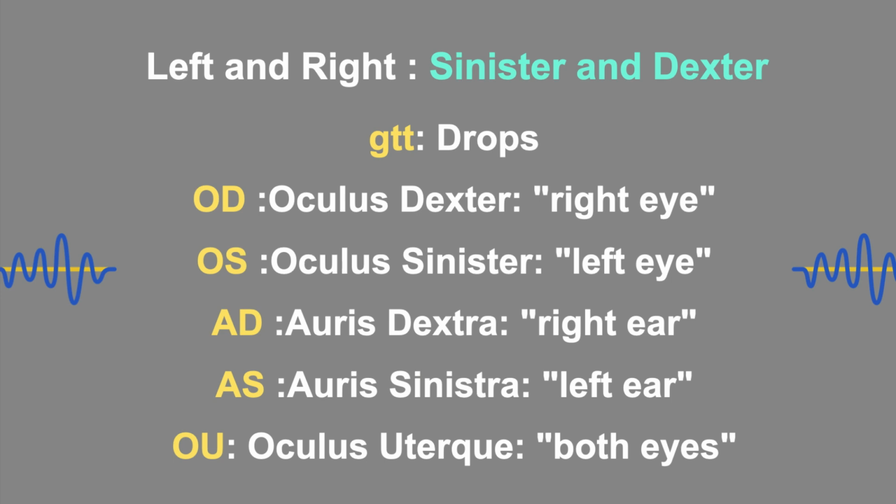To sum up, the T with dots symbol tells you the number of drops, GTT means drop, and the rest of the abbreviations tell you where to apply the medication and how often. Check your prescription carefully, and now you'll know exactly what it means.